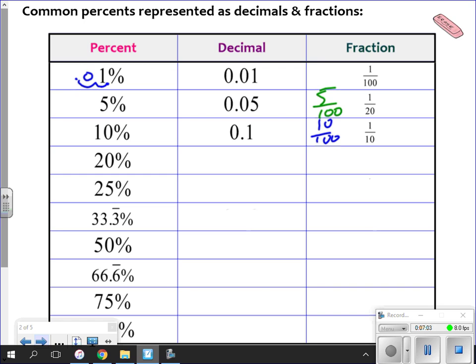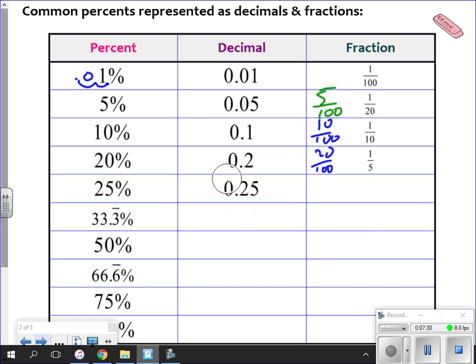Okay. 20% is 0.2, which would be 20 over 100, which would reduce to, no, it doesn't do that. Got to put it down between, there we go, 1/5. That's what it would reduce to. So 20% is 1/5. Some of these ought to be common.